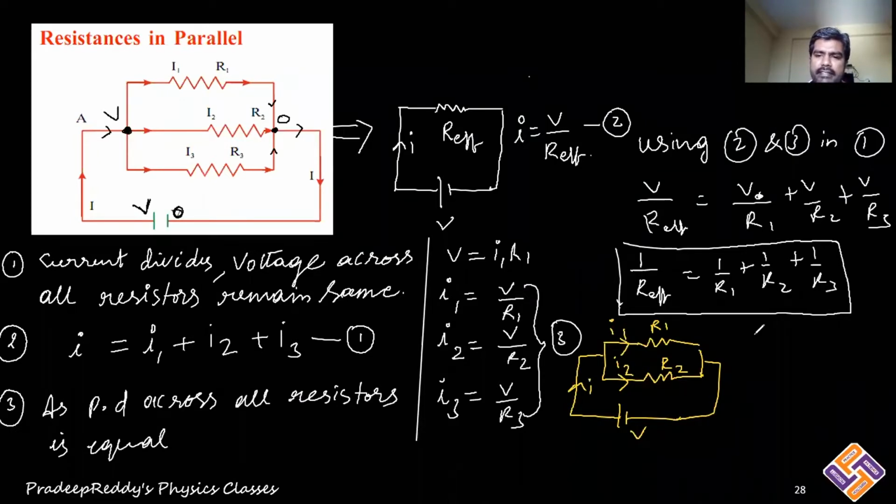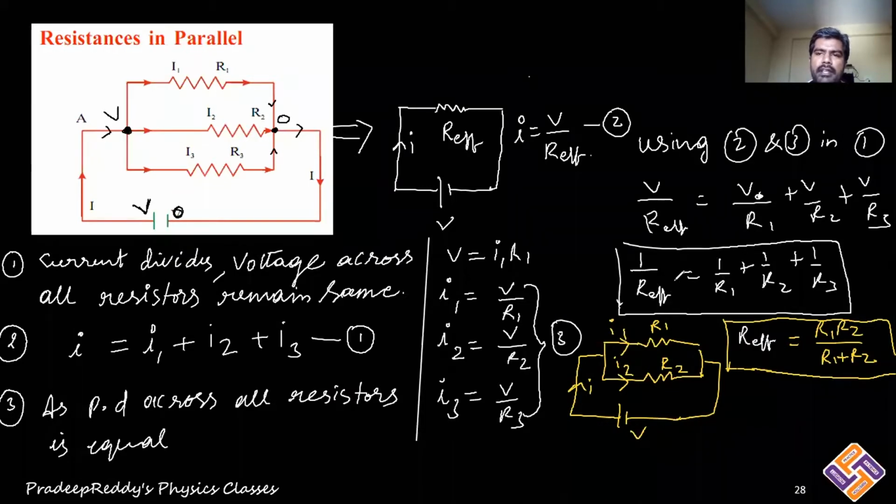Now in this case, you can write R effective is equal to R1 R2 divided by R1 plus R2. If there are only two resistors connected, you can write this directly. Instead of taking 1 by R1 plus 1 by R2, most of the time what you will do is forget to take the reciprocal when you are using the formula 1 by R1 plus 1 by R2.